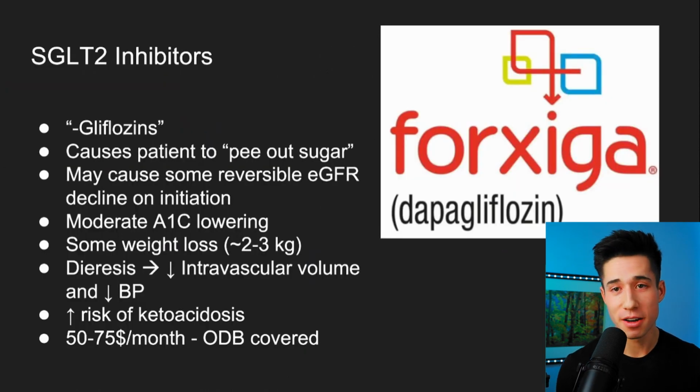So, because of studies like DAPA-CKD, and there are a couple of other ones, more and more prescribers are starting to use SGLT2 inhibitors for their kidney protective effects, not only for their anti-hyperglycemic effects.